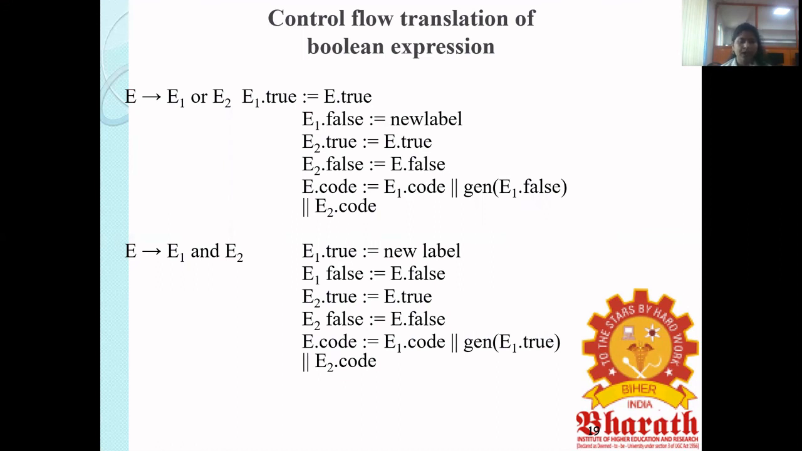Next, E1 and E2. Here we want to create a new label for everything. E1 dot true is equal to new label. Then E1 dot false is equal to E dot false. E2 dot true is equal to E dot true. E2 dot false is equal to E dot false. E dot code is equal to E1 dot code, generate E1 dot true, and again E2 dot code.